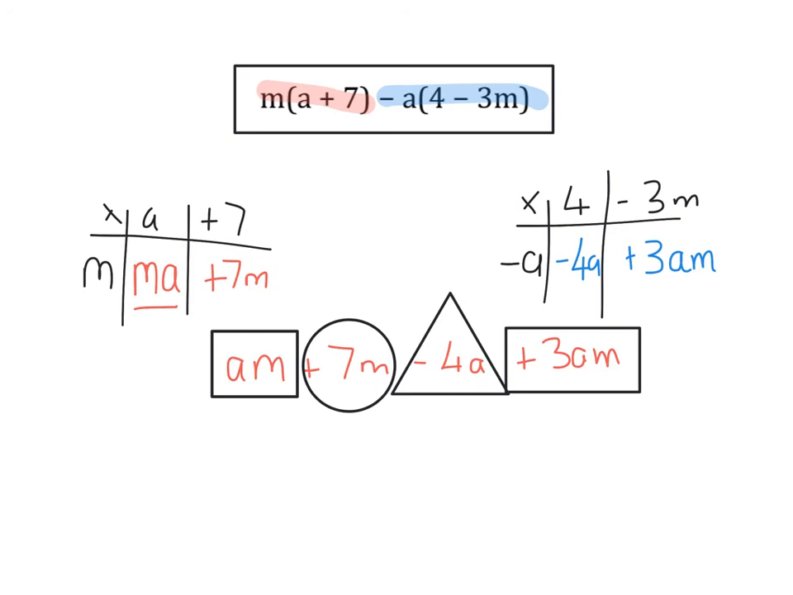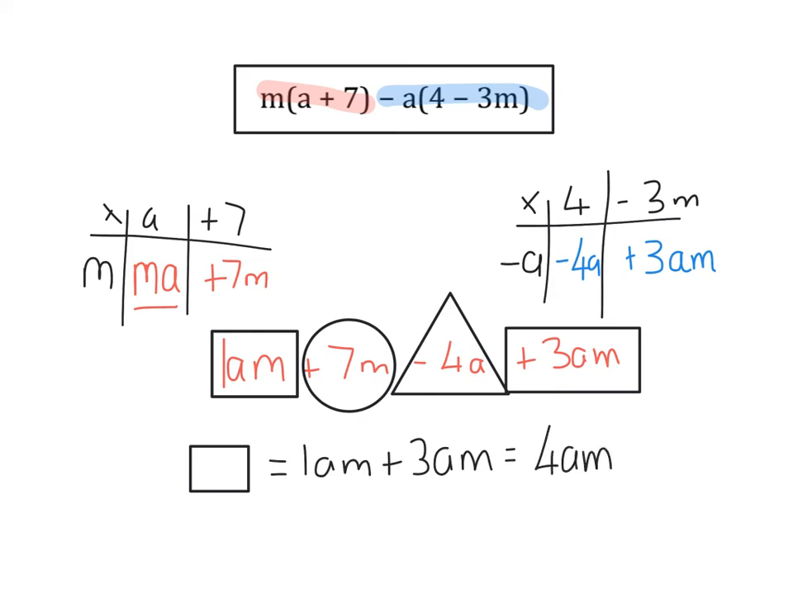Now remember, if there's no number in front, there's an imaginary 1, so that stands for 1am. So 1am. Let's write this out actually. So my rectangles are 1am plus 3am. Well, altogether that's 4am. And then my triangles and my circles, they stay as they are. So altogether I have 4am plus 7m minus 4a. And that's your expression.